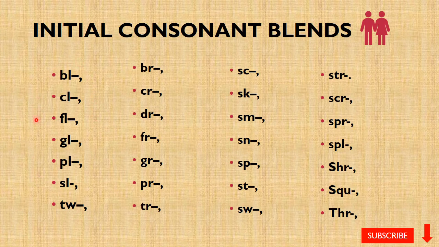Here I have given the L blends. These are all the L blends, and these are all the R blends, and these are all the S blends. The T blends are TW, TR and ST. And here I have given the three letter consonant blends. Now we are going to see examples for the consonant blends.